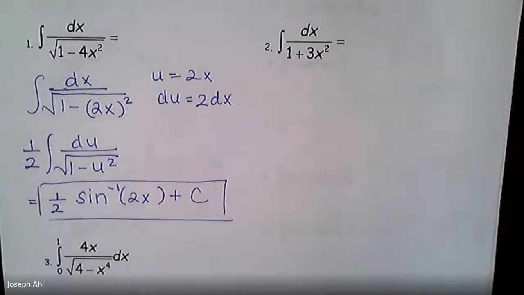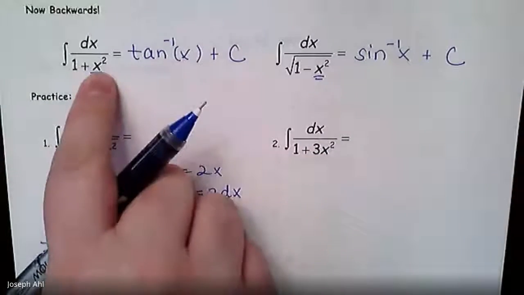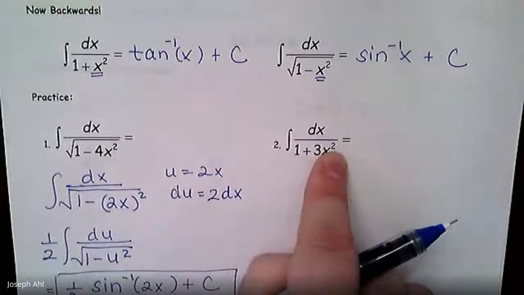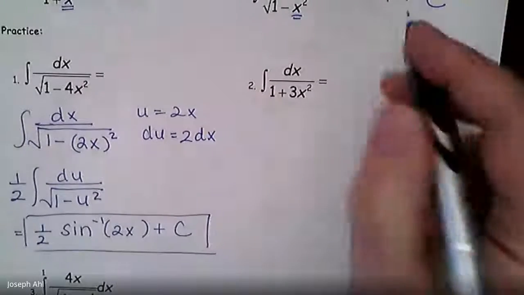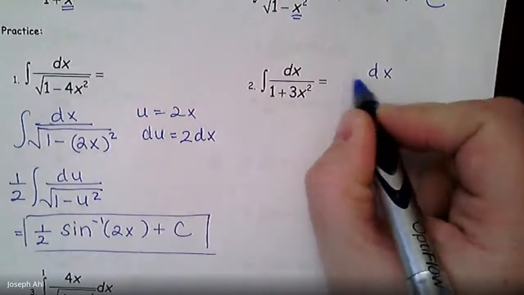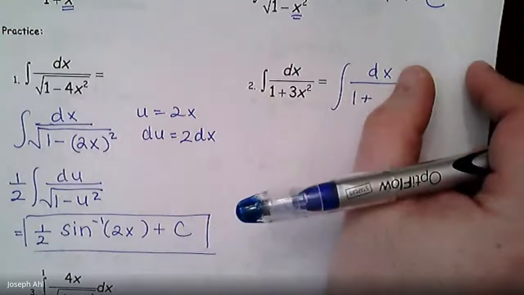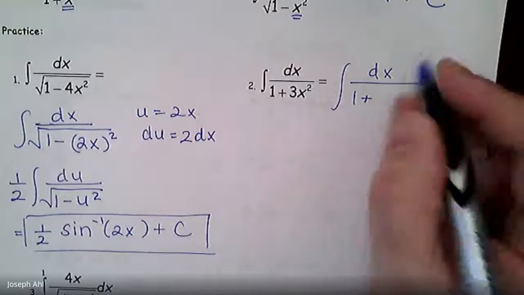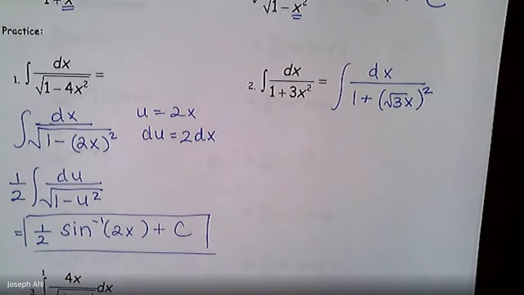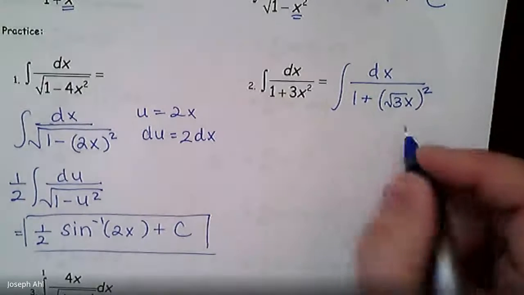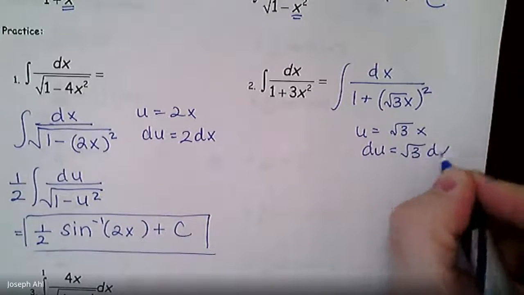Number 2, kind of a similar feel where I have 1 plus 3x squared down here. But I want to think about what quantity squared can I rewrite this as such that we can relate it to the tan inverse antiderivative. So we're going to quickly switch this over here on this side to do dx over 1 plus, well, again, you've got to take the square root of this and think of that quantity squared. So the square root of this would be radical 3x squared. So if u in this example is radical 3x, then du is going to be radical 3 dx.